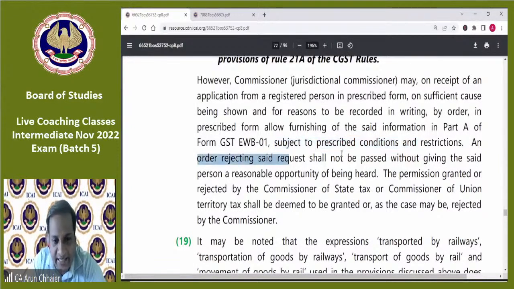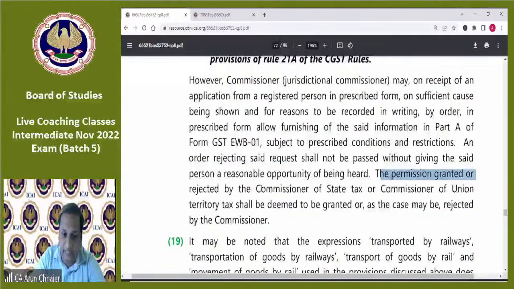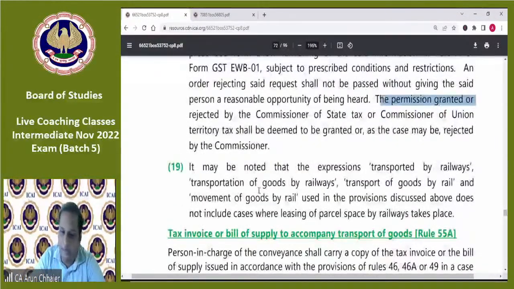An order rejecting the said request shall not be passed without giving the opportunity of being heard. One thing is confirmed: whenever there is a rejection of any request, the principle of natural justice has to be followed. Means the person has to be heard. The opportunity of being heard has to be given. The permission granted or rejected by the Commissioner shall be deemed to be by the SGST Commissioner.